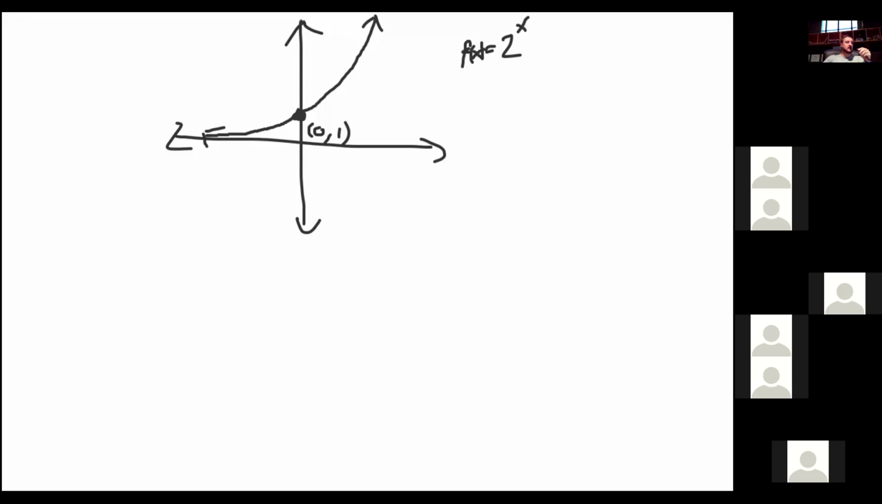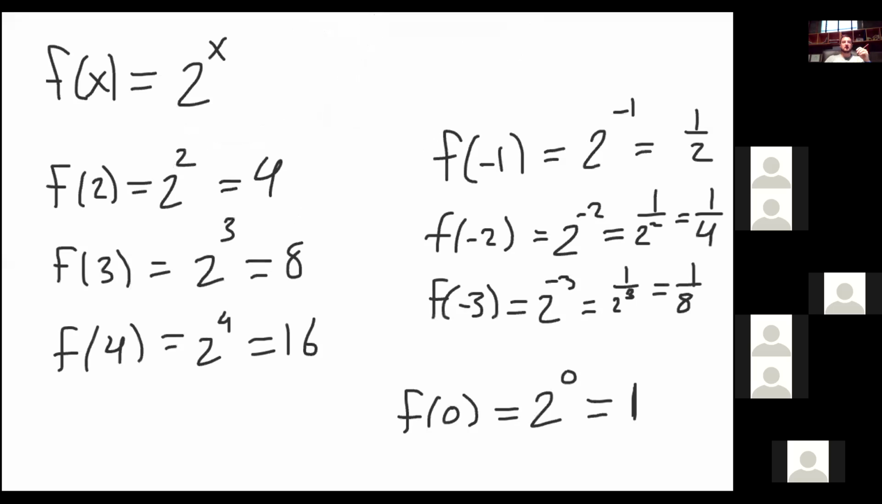So go back to Poll Everywhere for me. Which of the following is the graph of 2 to the x? Make sure you look at it. Hopefully it's a relatively easy choice. I'm going to remove this though. I'm going to give you back your points. I want you to look at the calculations that we did. Which of the following graphs is the graph of 2 to the x?